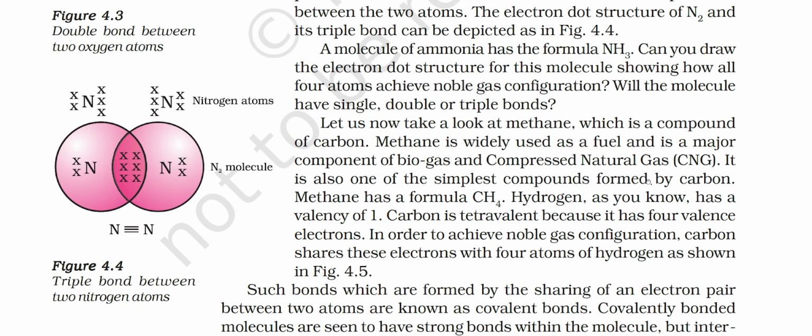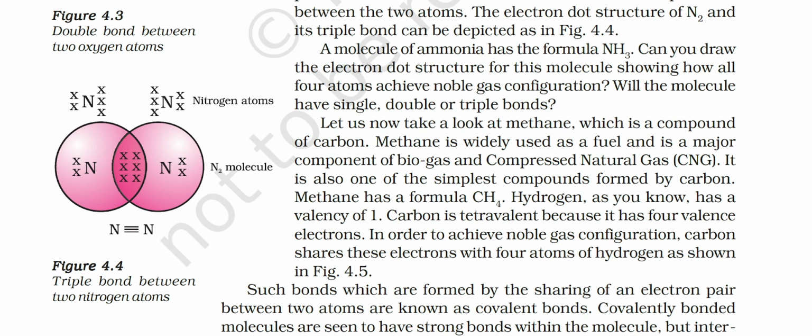A molecule of ammonia has the formula NH3. Can you draw the electron dot structure for the molecule showing how all the 4 atoms achieve noble gas configuration? Will the molecules have double, single or triple bonds?